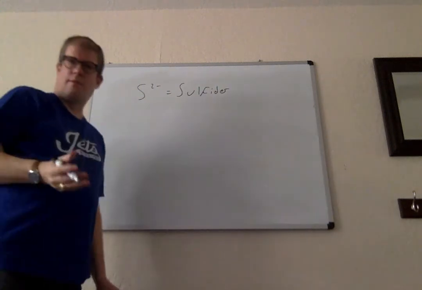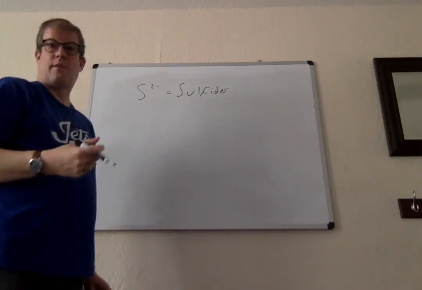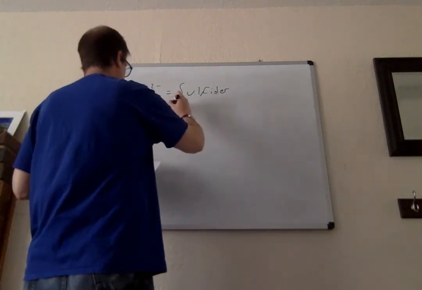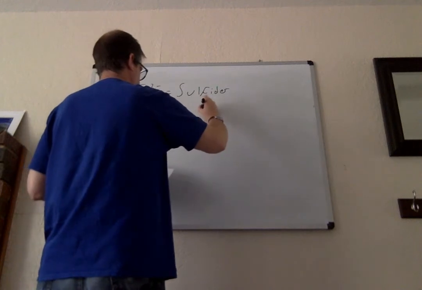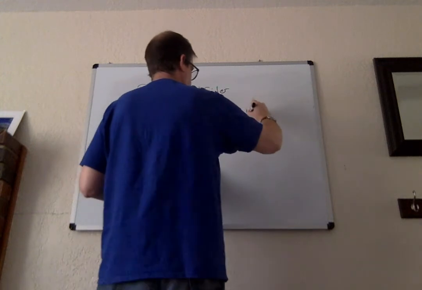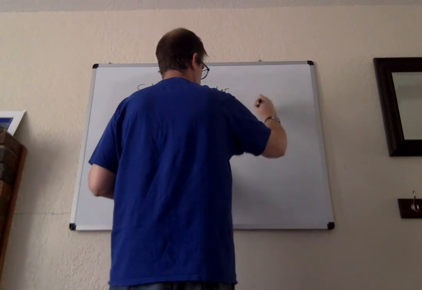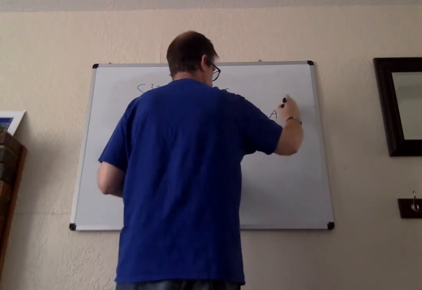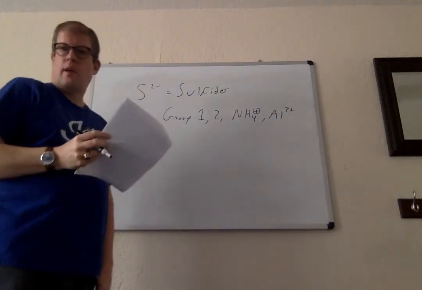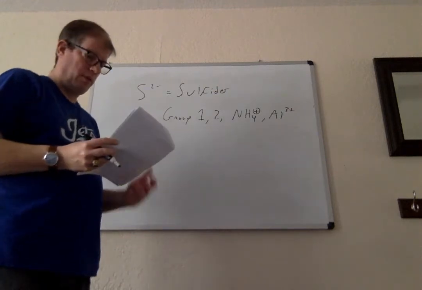And if you've seen this stuff before, what do you think of when you think of an element sulfide? They're ridiculously insoluble in water. The exceptions are the sulfides of group 1, 2, the ammonium cation, and aluminum 3. Everything else is pretty much insoluble in water.